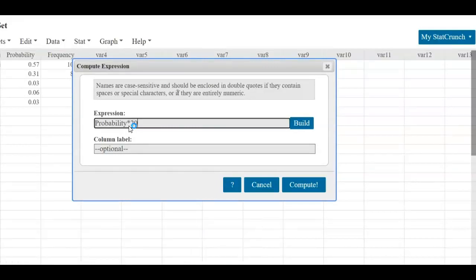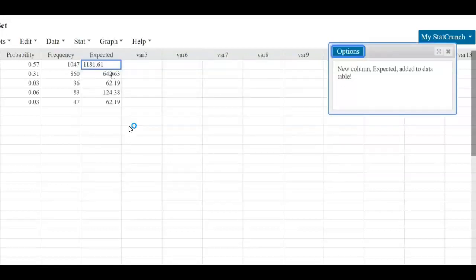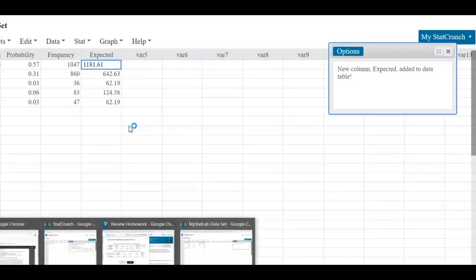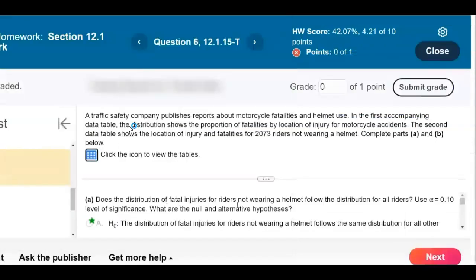And so 2,073 is what we want to do here. So these are expected and these are observed. And what we're trying to figure out is how well these two fit with each other. That's what the question is asking, and that's what a goodness of fit test does. So, does the distribution follow the distribution for all riders? Use a level of significance of 0.1.